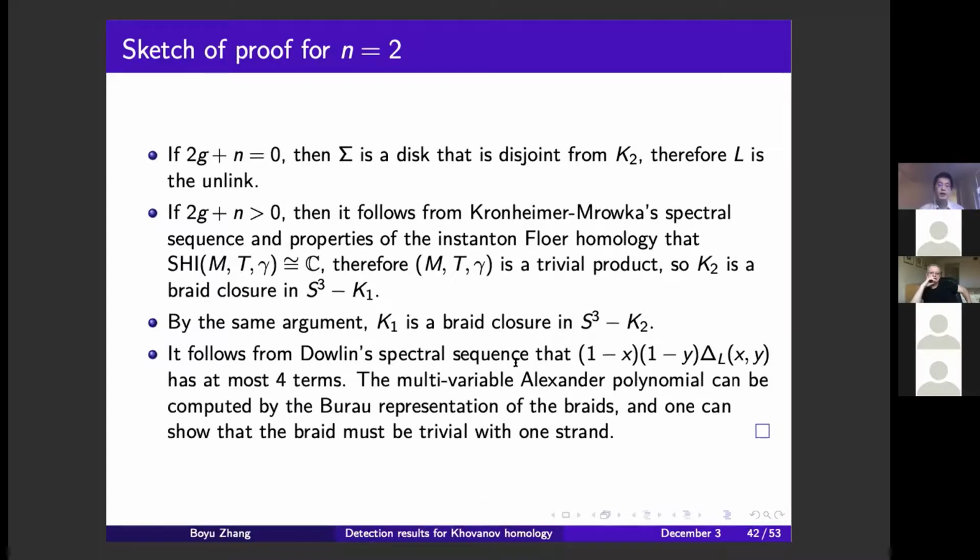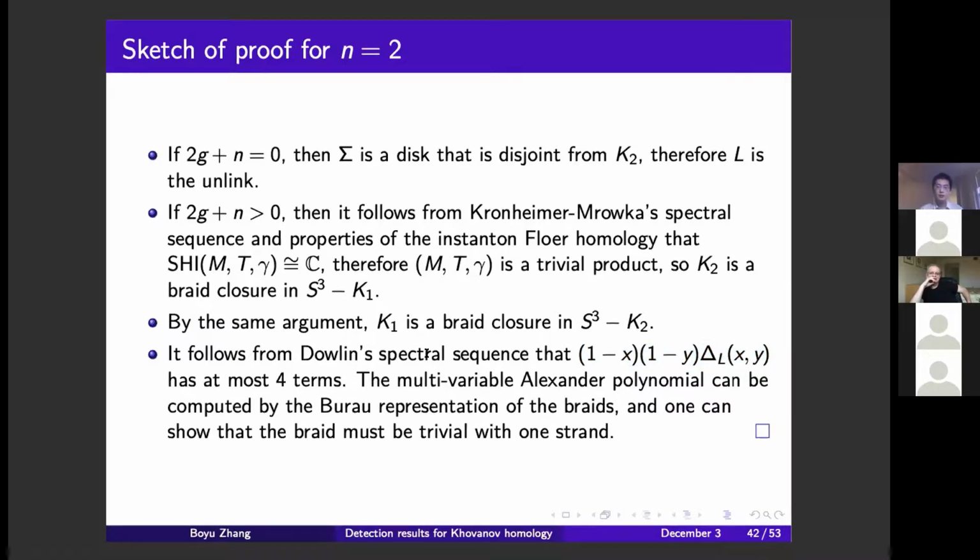So by another spectral sequence of Dowlin, we know that the rank of Khovanov homology bounds the rank of link Floer homology, which will bound the number of terms of 1 minus x times 1 minus y times the multivariable Alexander polynomial of the link. So since the Khovanov homology has rank at most 4, we conclude that this polynomial has at most 4 terms.